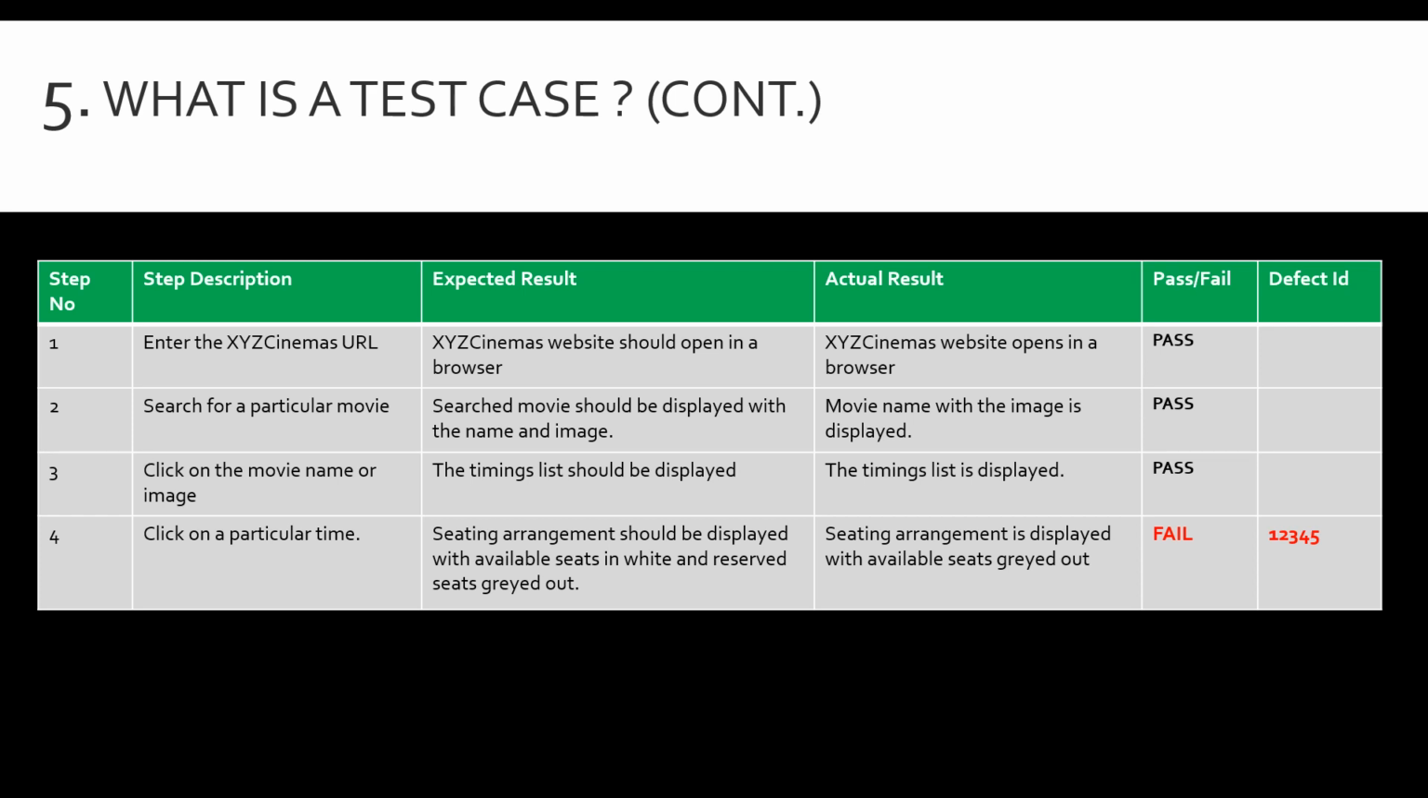Let's look at the last step, where once the particular time is clicked, the available seats should be shown in white. But what was observed was all the seats were grayed out, even the available seats, which is a fail. So this particular step was not successful. When this happens, the tester needs to indicate it by updating the pass/fail column as fail, and then a defect has to be raised.